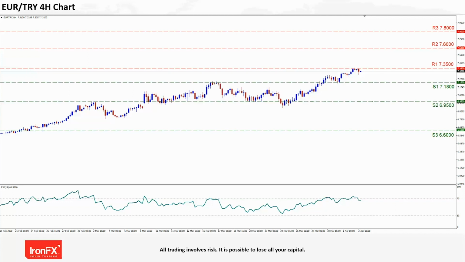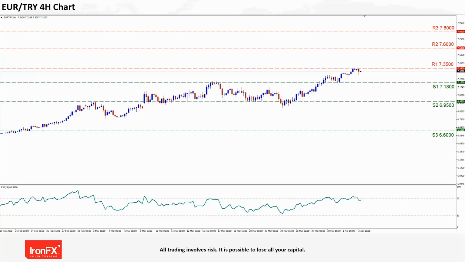Technical analysis. Today, the currency pair has constantly tested the R1 7.35 resistance level, but until the present moment has not breached it. However, if the bulls are strong enough, then the currency could be heading towards the R2 7.60 level or even higher for the R3 7.80 line. All our resistance levels have been last seen in 2018.